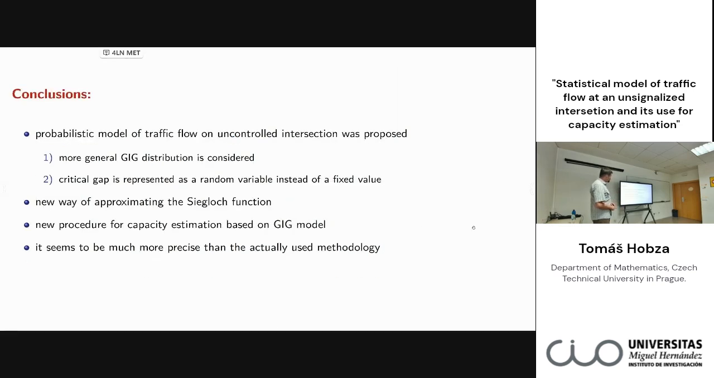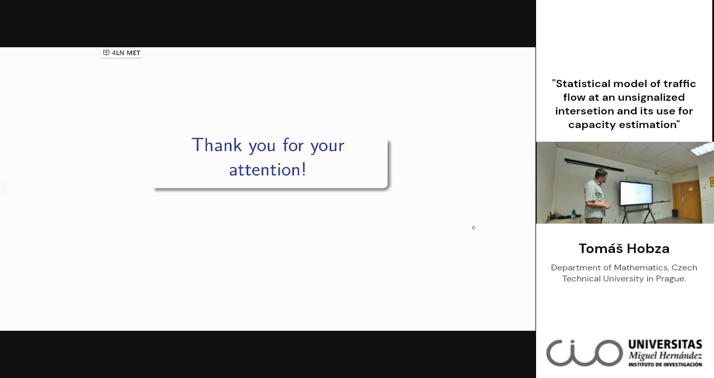Okay, so some conclusions. We proposed a very simple, independent probabilistic model of traffic flow with two modifications: the more general gap distribution on the main road and the critical gap considered as a random variable. Then we improved the approximation of the signal function and proposed a new procedure for estimation of capacity based on the gap model and simulated data. And from at least the three sets studied, it seems that it is much, much more precise than the actually used methodology. Okay, that's all from me.